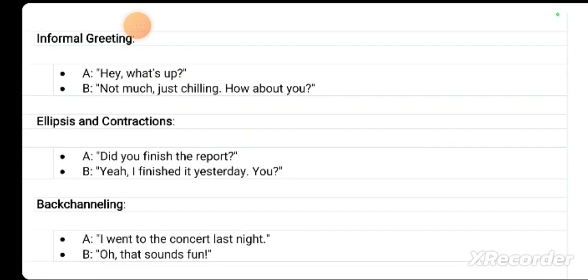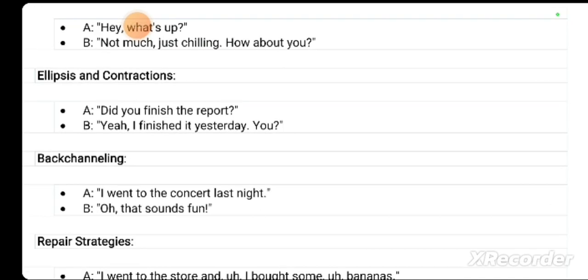Informal greeting, when somebody greets, "Hey, what's up? Not much, just chilling. How about you?" By the words, you can assume that it is an informal greeting. Example of ellipses and contractions, how you make your speech shorter. "Did you finish the report?" "Yeah, I finished it yesterday. You?" So the other person has not asked the whole question. He has contracted his question.